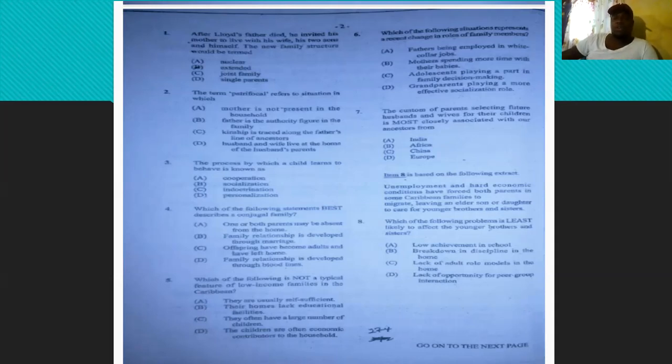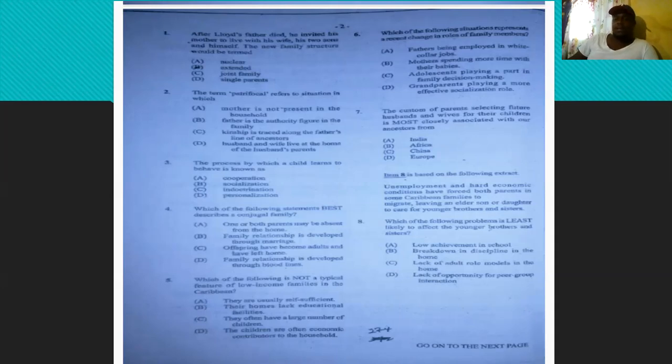Number 7, the custom of parents selecting future husbands and wives for their children is most closely associated with our ancestors from A, India, B, Africa, C, China, D, Europe. Answer is A, India. Item 8 is based on the following extract.